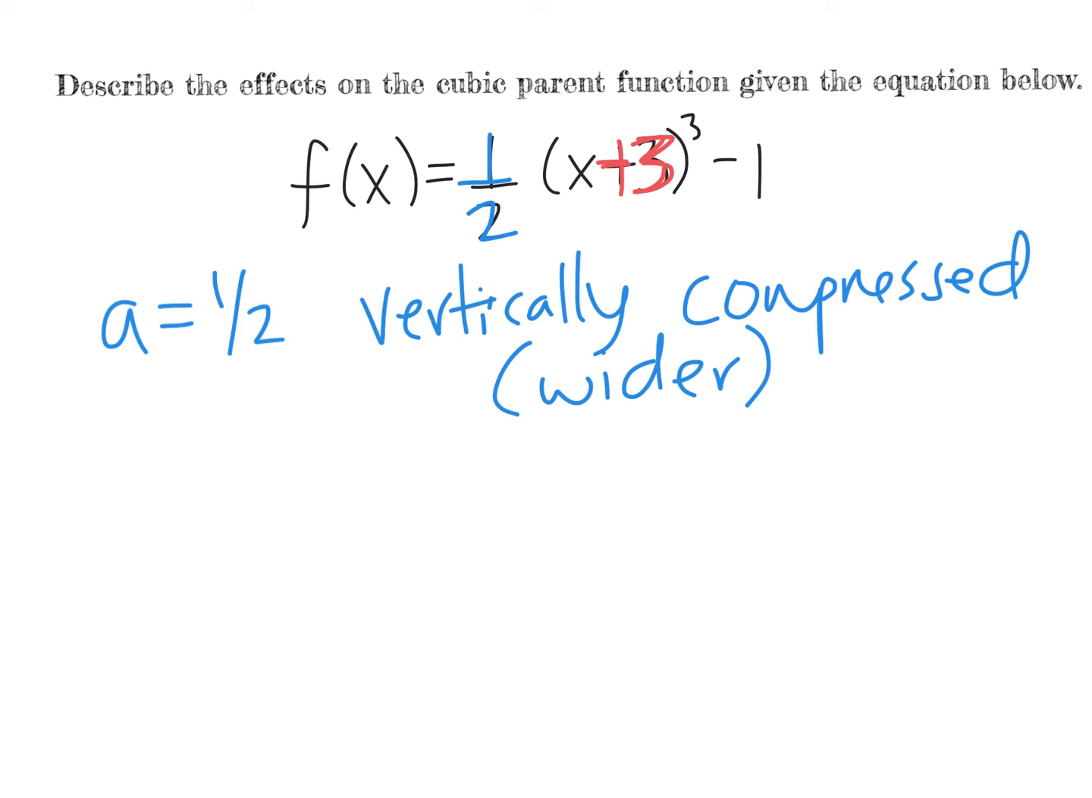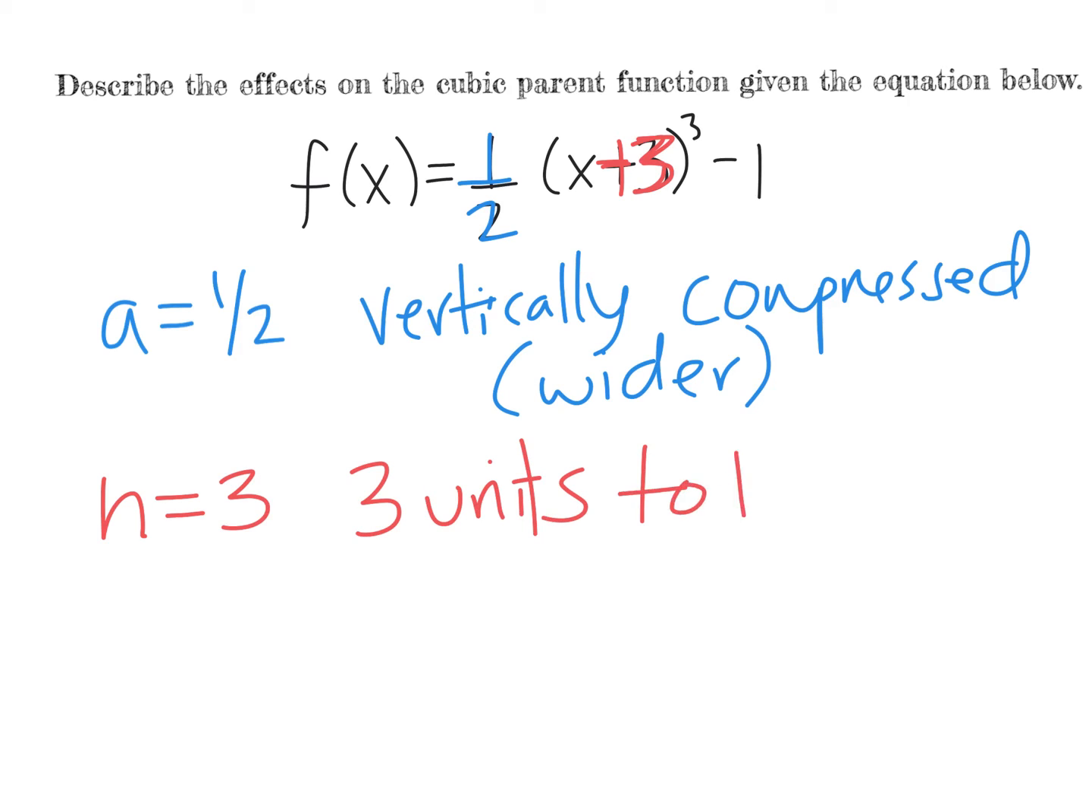Okay, the plus 3 is the h. So since h equals 3, remember, everything inside the parentheses will always be the opposite behavior. So if it's saying plus 3, it really is moving 3 units in the opposite direction, to the left. You're translating the origin 3 units to the left. And then the minus 1 on the outside will do exactly as it says.